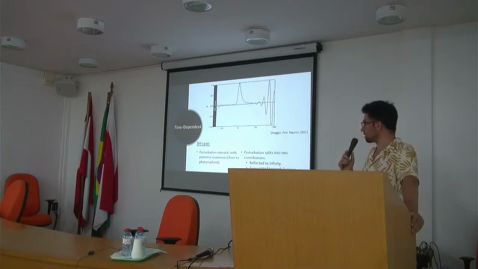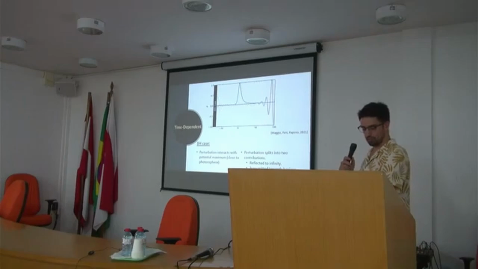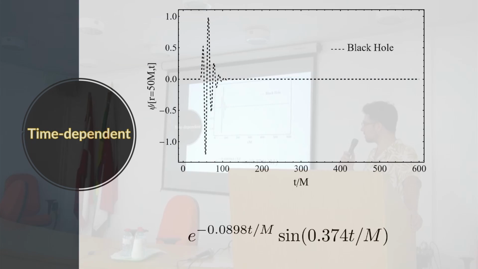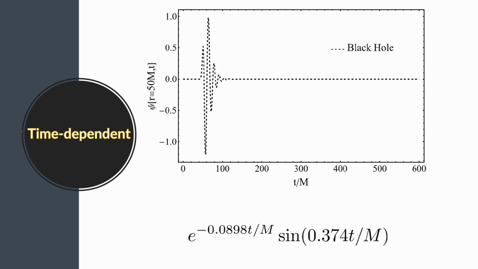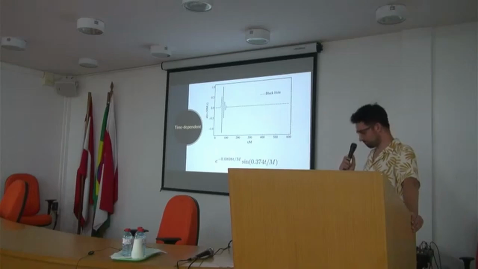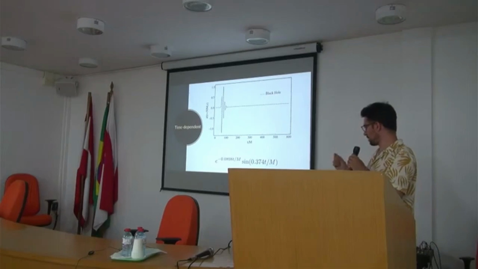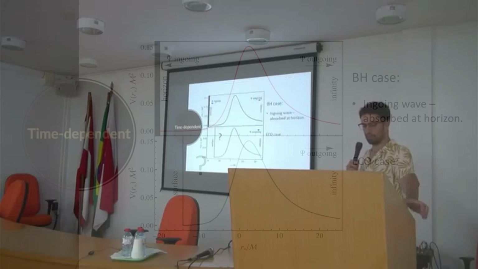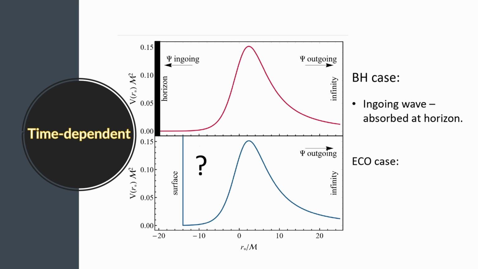And if this is a horizon, what goes in is absorbed. And that's the end of the story. So if you are very far away looking at the signal, this is what you'll see. You'll see basically this prompt ring down. And the values that I have here are basically the time scales and the frequency associated with the dominant quasi-normal mode. Now we can ask the same thing for an exotic compact object: what will happen, right?